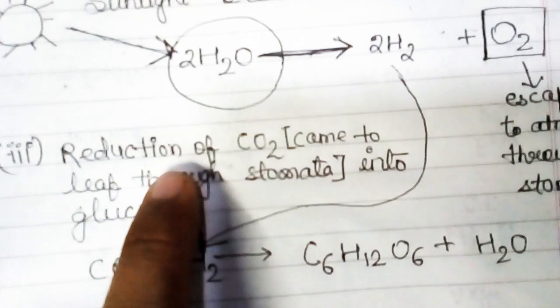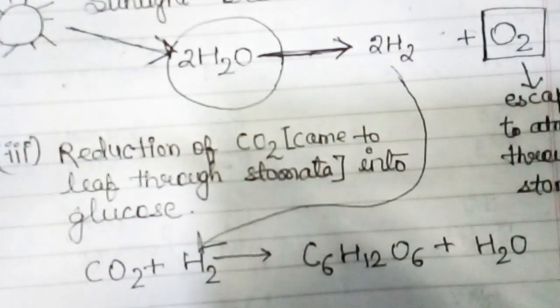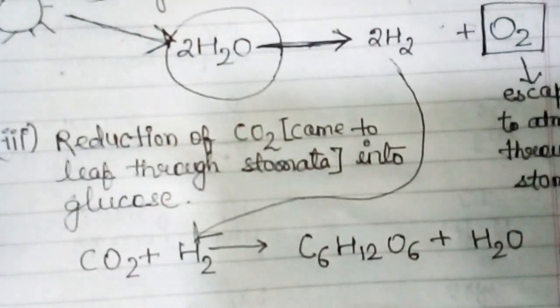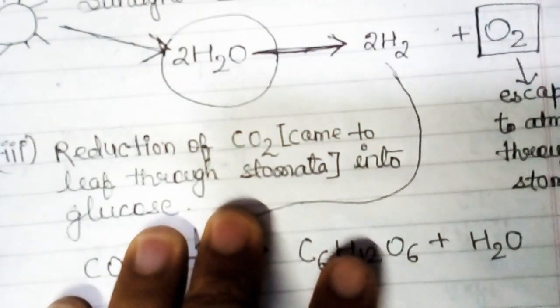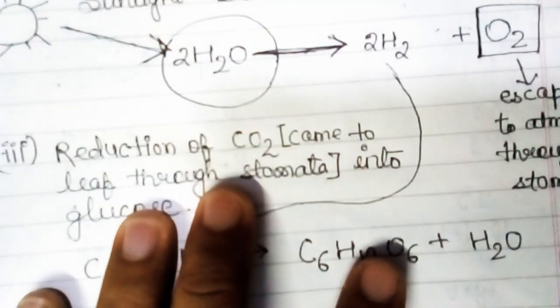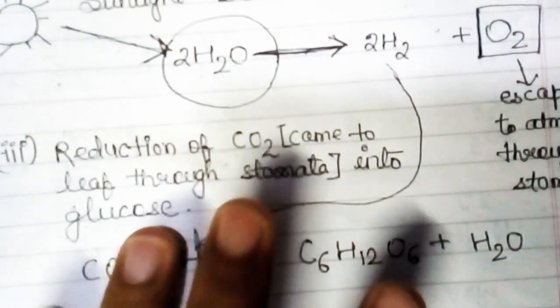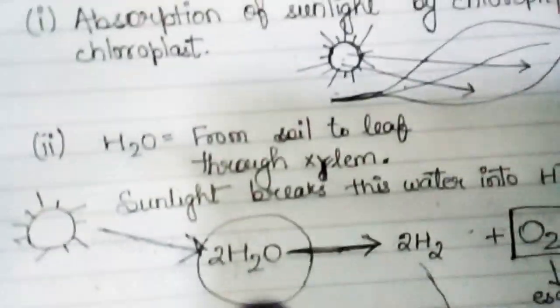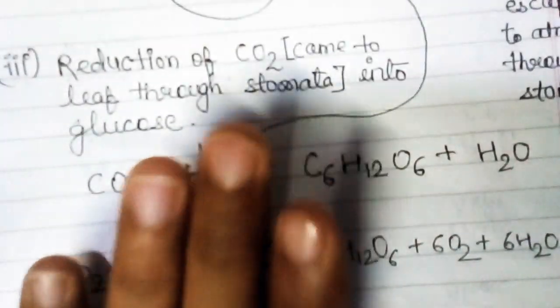But the third step of this reaction needs only carbon dioxide and hydrogen. It does not need light. Fine. So this is a reaction which does not need light. So it occurs in daytime also, or it may occur in night time also. That means it does not need light. So this is the non-light reaction. These two are light dependent reactions, and this is the non-light reaction.